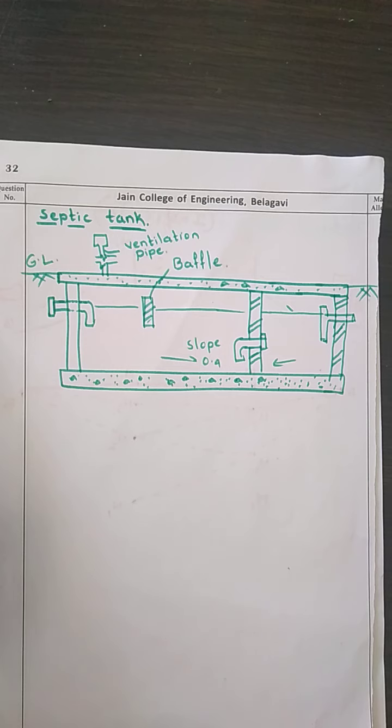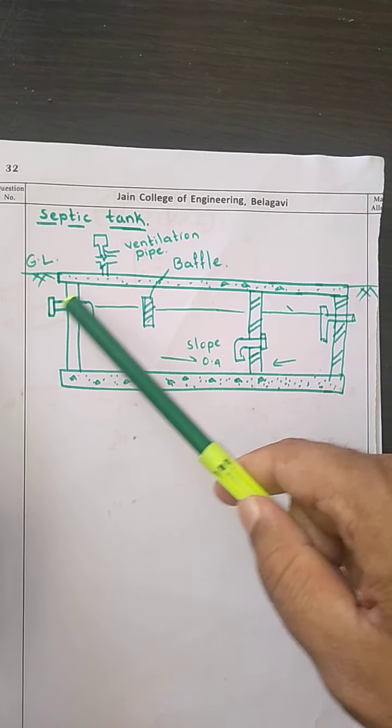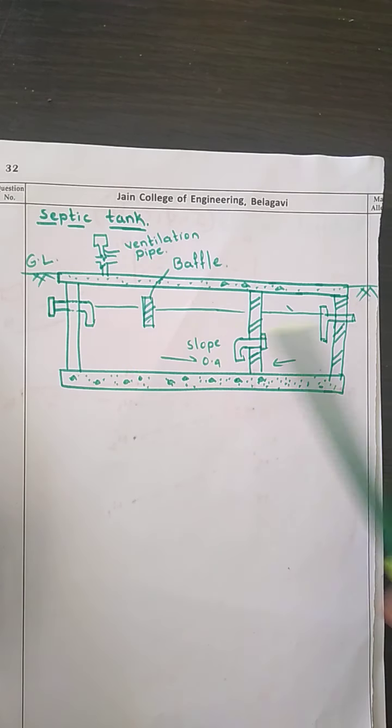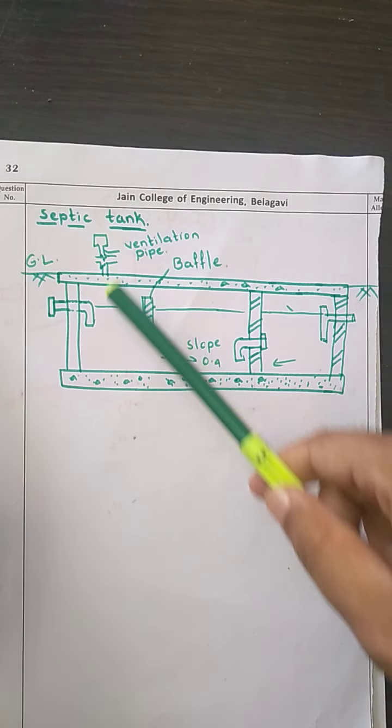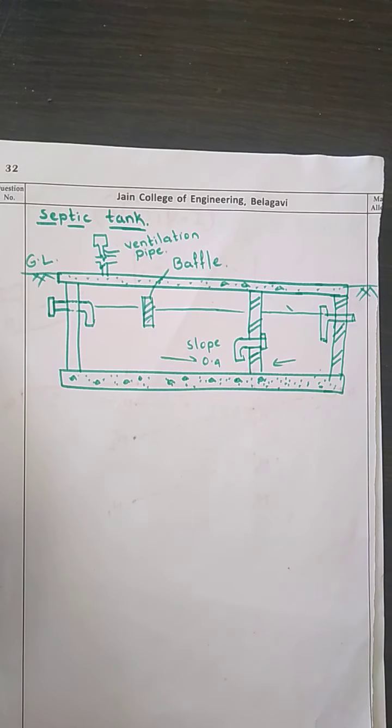If a septic tank is there in your house, you have seen that, right? The septic tank is normally closed, where the waste material is collected, and the gas goes out through the ventilation pipe, also called the vent pipe, which you have also seen. So this is regarding the septic tank.